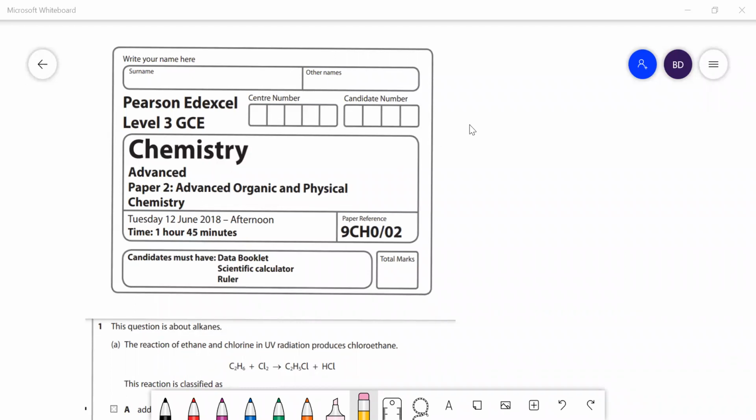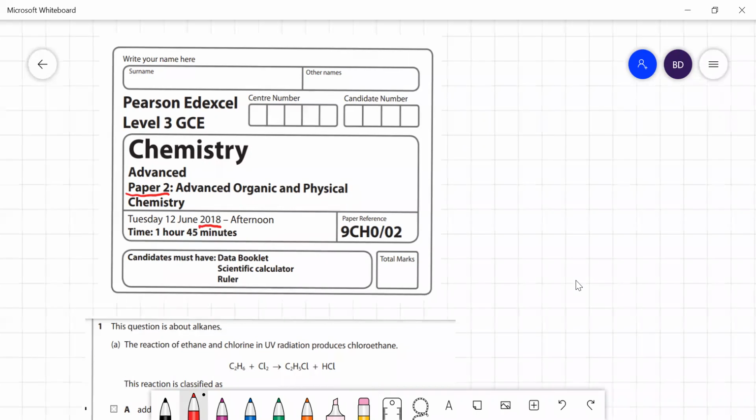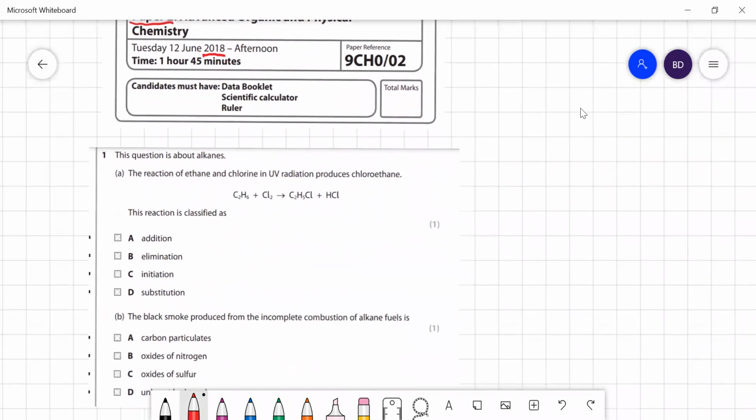In this video, I'm going to go through the Edexcel A-level chemistry paper from 2018. This is paper 2, so that's organic and physical chemistry. Paper 2, Edexcel 2018. Okay. Right, the first question about alkanes.